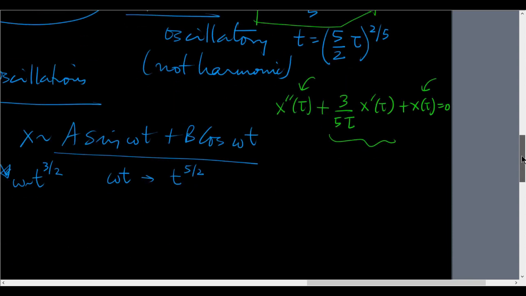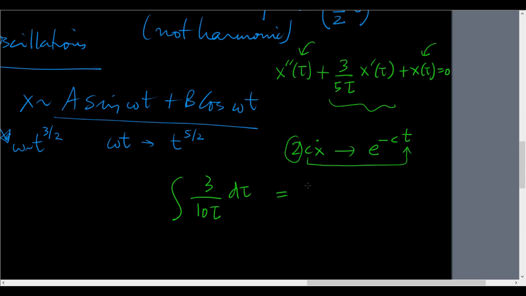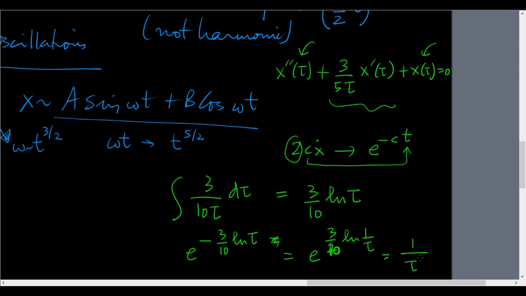So what I had done for the Mathieu equation, remember I had 2c x dot and I put e to the power minus c t. This again is not c times t, it is the integral of c dt. Okay, so this 2 has to come out, so I have 3 by 10 tau. Then let me do d tau and integrate, which is 3 by 10 log tau. Okay, so then I say e to the power minus 3 by 10 log tau is equal to e to the 3 by 10 log 1 by tau, which is equal to 1 by tau to the power 3/10.